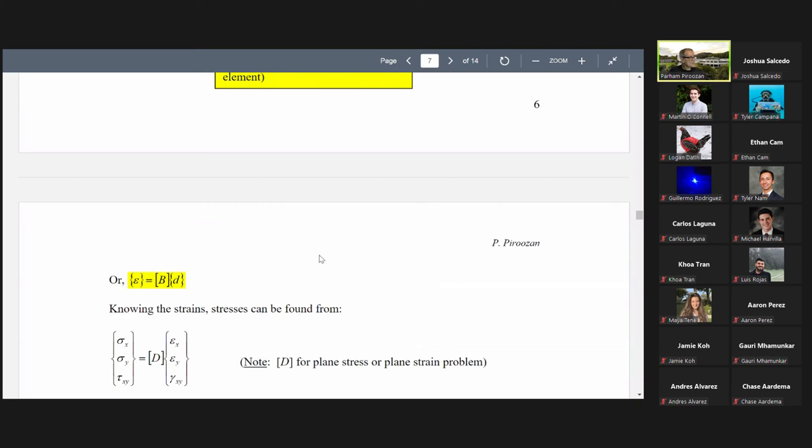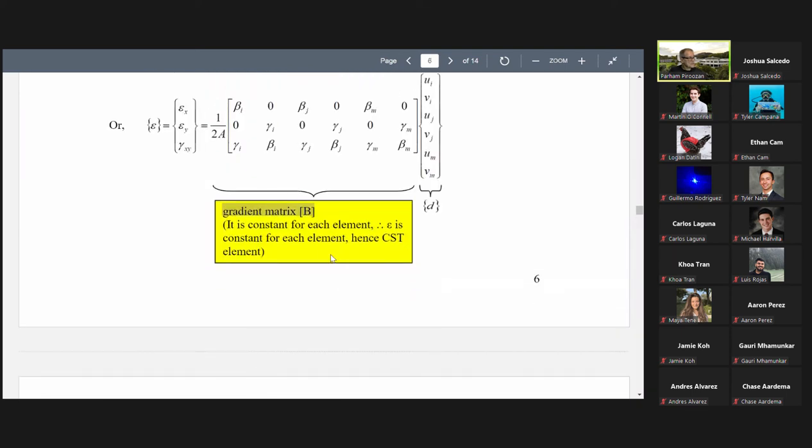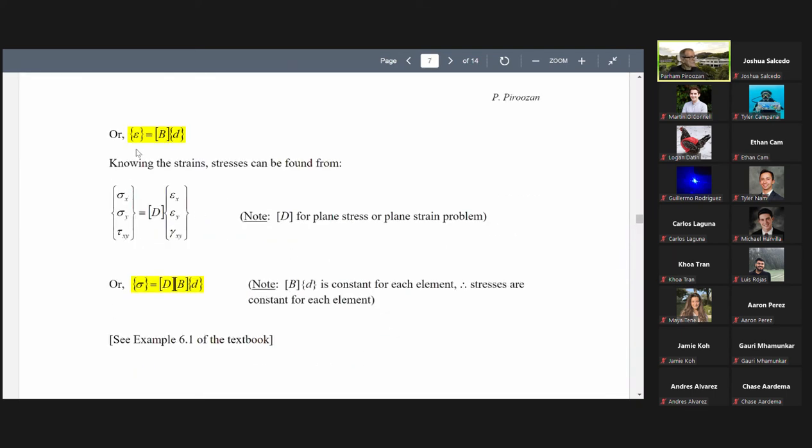Epsilon is BD, where B is this matrix. The stress and the strain are related: once we know strain, we can find stress. Stress is sigma, which is D times epsilon, or D times BD. So this is stress.